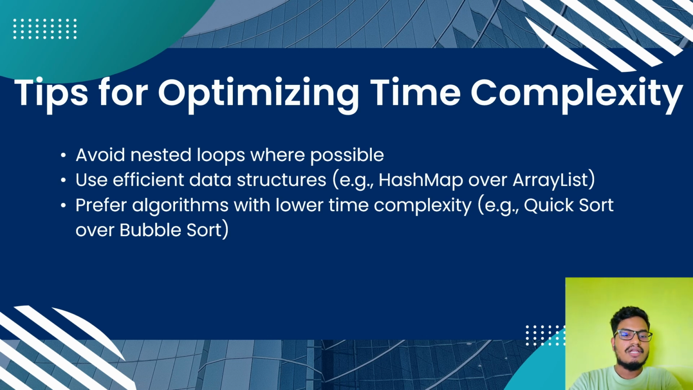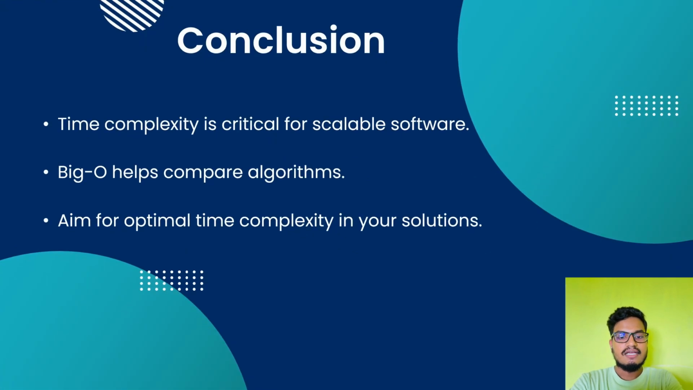To sum it all up, time complexity is essential for writing efficient and scalable code. Big O notation helps us evaluate algorithm performance and make the right choice. Always try to reduce complexity and optimize your code.